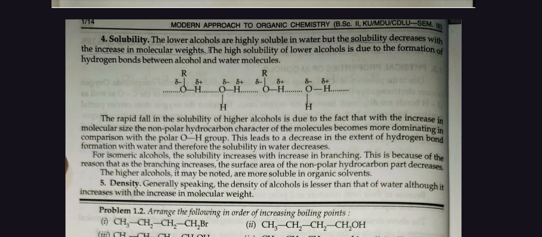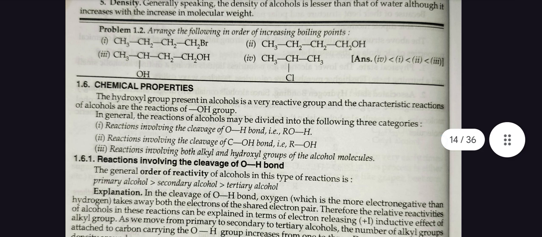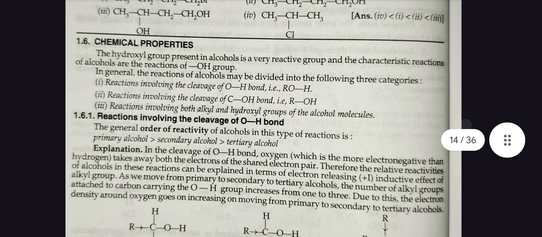decreases. For isomeric alcohols, the solubility increases with increase in branching. This is because as the branching increases, the surface area of the non-polar hydrocarbon part decreases. The higher alcohols, it may be noted, are more soluble in organic solvents. Fifth, density. Generally speaking, the density of alcohol is lesser than that of water, although it increases with increase in molecular weight. Problem, arrange the following in order of their boiling point.